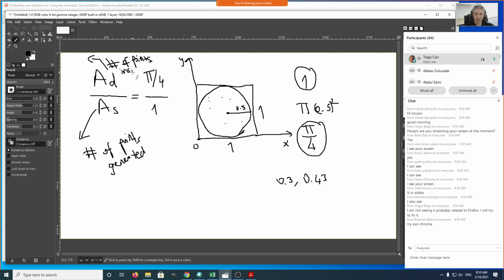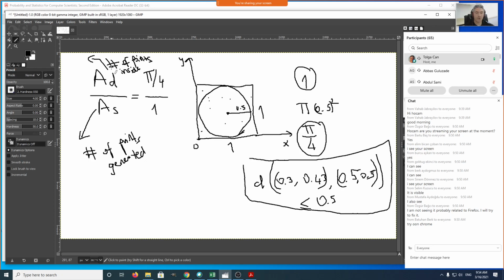Is it difficult to find whether a point that you generate is inside the disk or not? No, not that difficult at all. All you need to do is find the distance of your generated point from the point (0.5, 0.5), the Euclidean distance between your random point and the center of your disk. If that distance is less than or equal to 0.5, it means that the point is inside the disk. So we're just going to make this check and count the number of points that are inside.